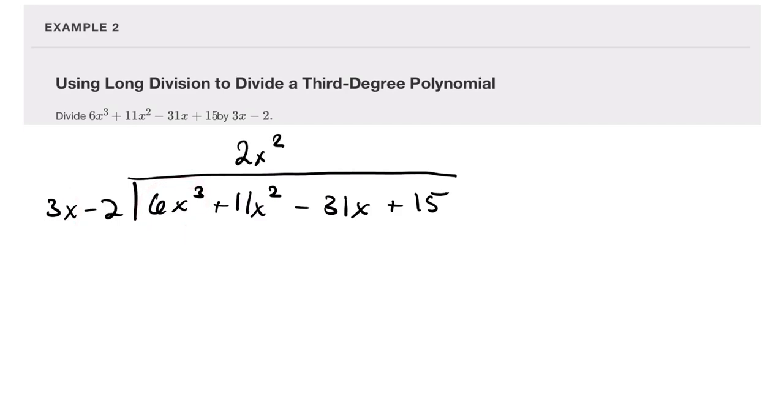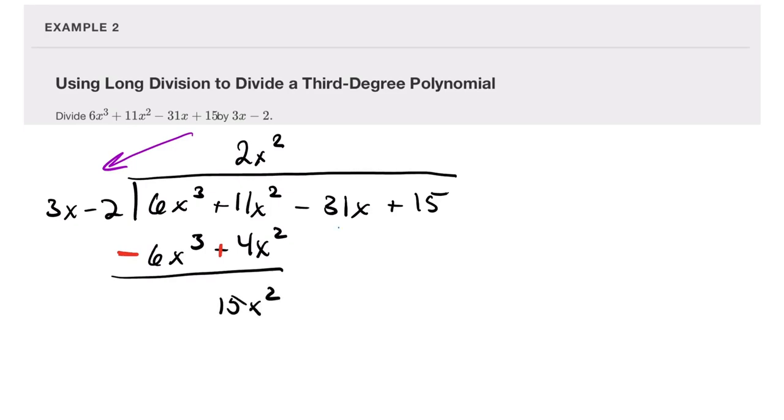Line up our like terms. On the diagonal, we multiply in that direction. 2x squared times 3x is going to be 6x cubed. 2x squared times a negative 2 is a negative 4x squared. And then we need to distribute our negative, so this becomes negative and this becomes positive. A number plus its opposite adds to 0. 11 plus 4 is going to be 15x squared. And then the next term comes down.